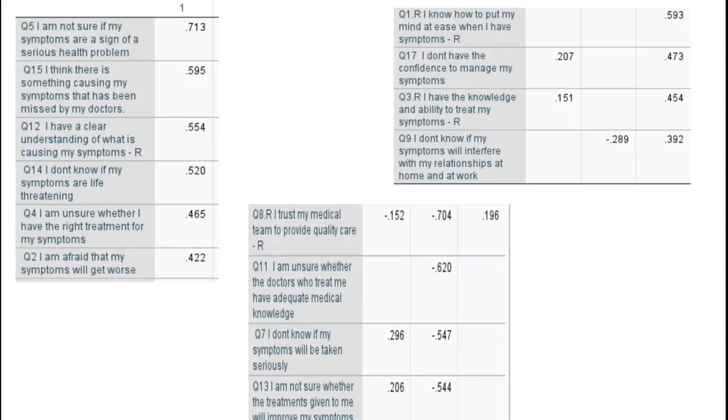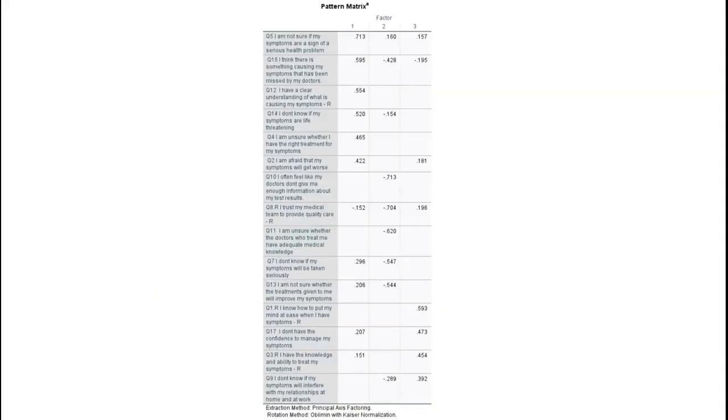Question 15 up there at the top is also problematic. I think there's something causing my symptoms that has been missed by my doctors. That wants to go with factor 1, right? 0.59 is a high R squared, but it also kind of wants to go with factor 2, which makes sense because we're thinking of factor 2 now as a factor interpretable as trust or confidence in the system or the physicians or the health system or something.